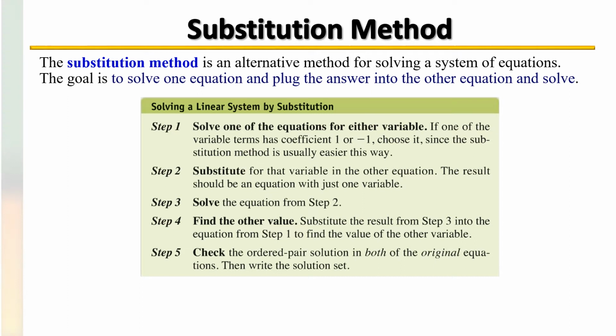The substitution method. The substitution method is an alternative method for solving a system of equations. So the goal is to solve one equation and then plug that answer into the other equation to solve. There are 5 basic steps to solving using the substitution method.